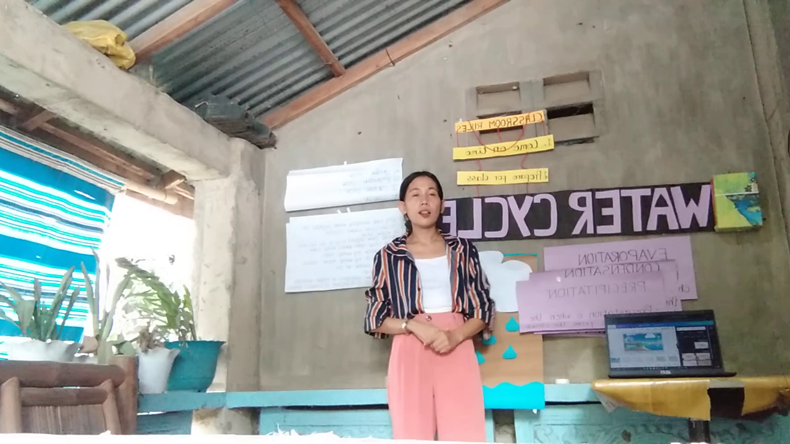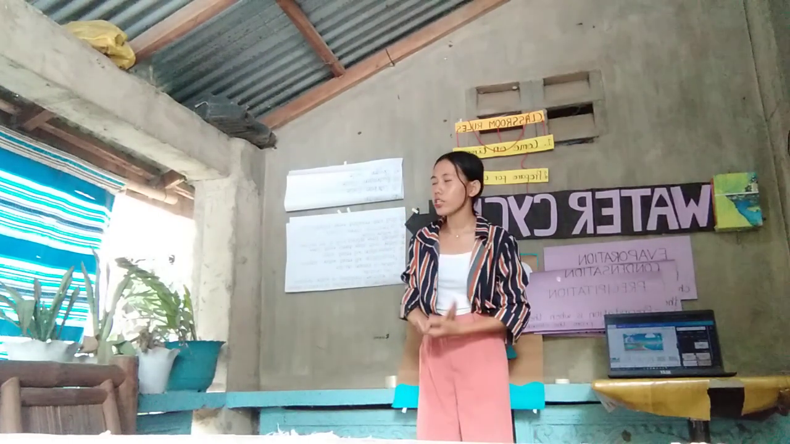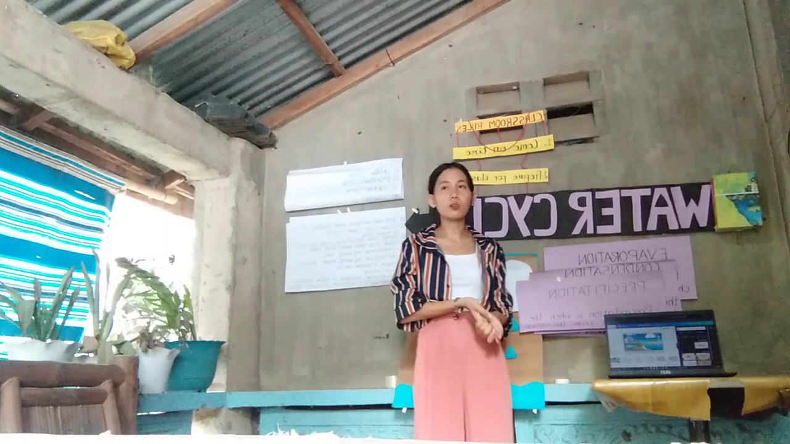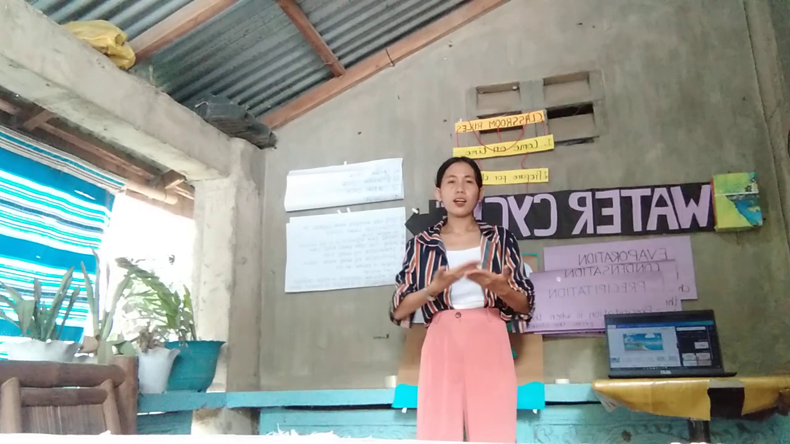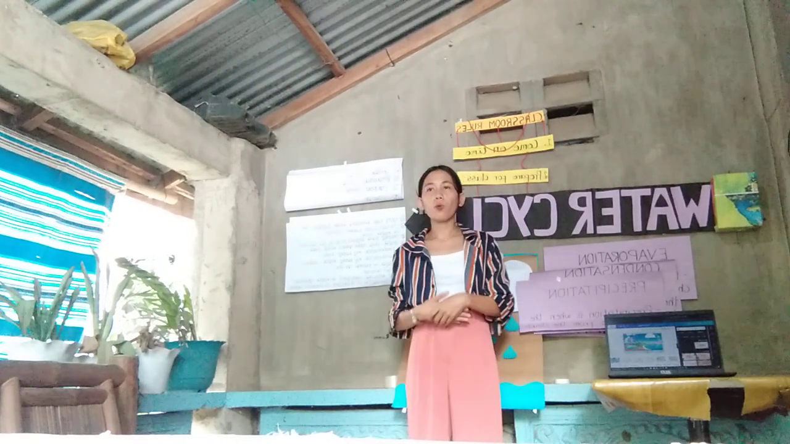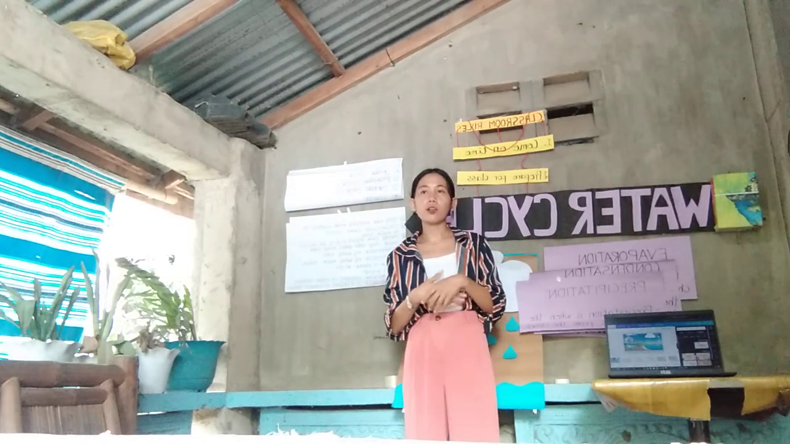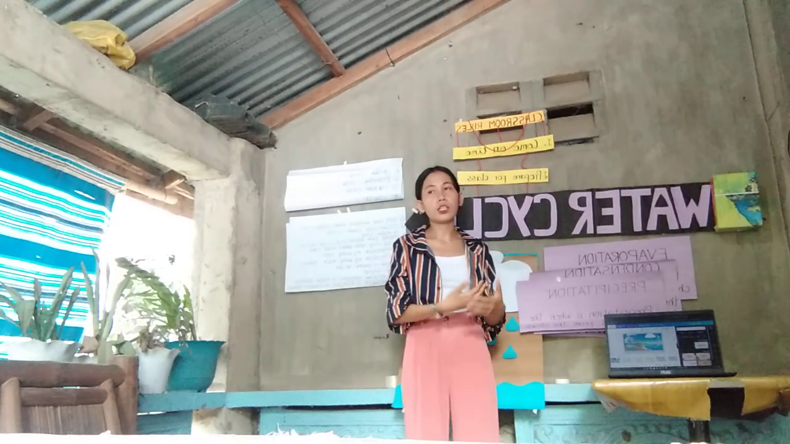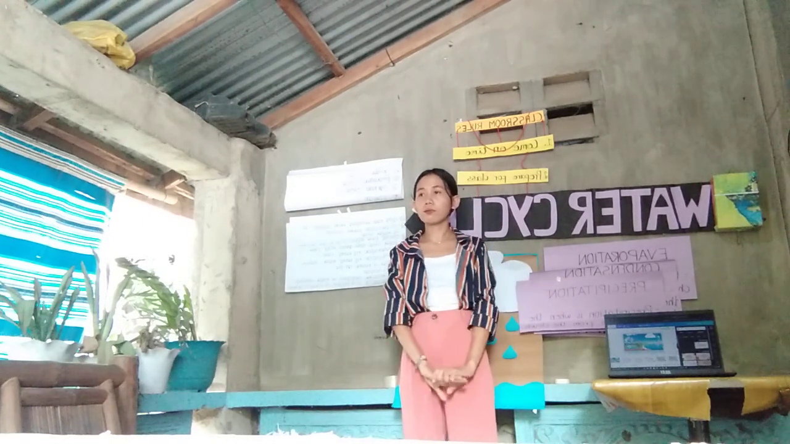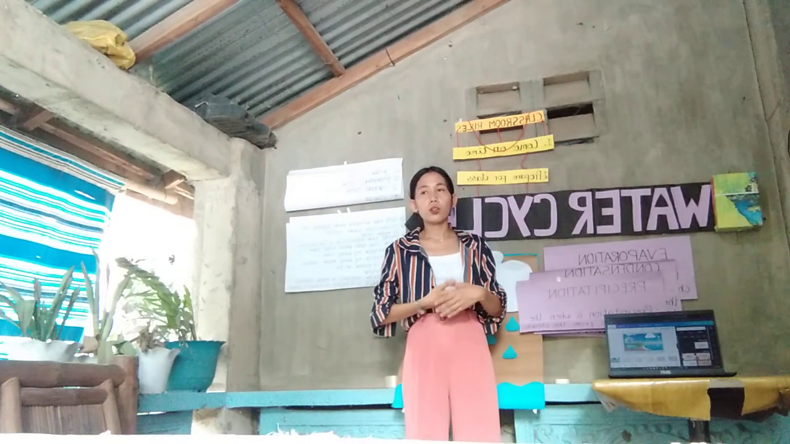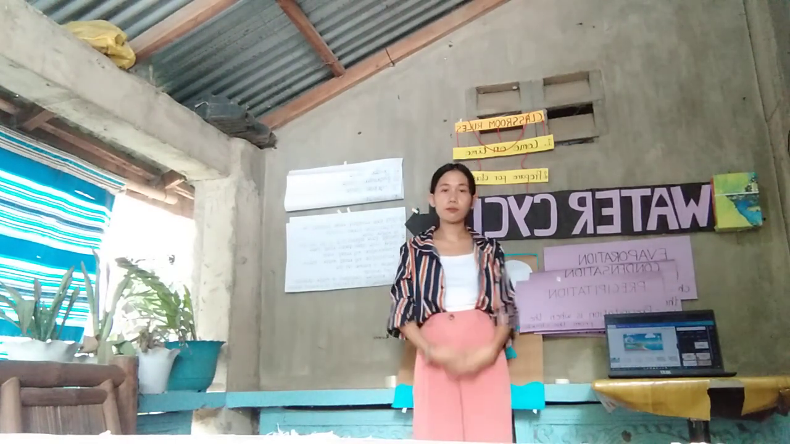So now, let us all recall. Evaporation is the water going up to the clouds, and condensation is when the evaporated water fills the clouds. And the rain is what you can call precipitation. Do you understand? Very good. Do you have any question, class?